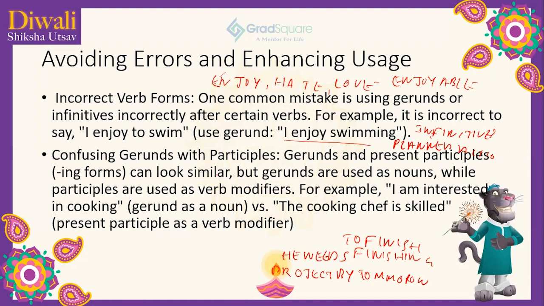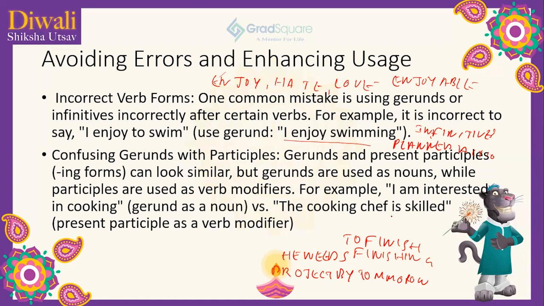Also, another major error people commit is the confusion between gerunds and participles. In the case of the present participle, we also add ing to the base form of the verb to create it. But gerunds and present participles are different. Even though they look similar, they are different in their functions. In the case of gerunds, they are used as nouns. But present participles are verb modifiers.